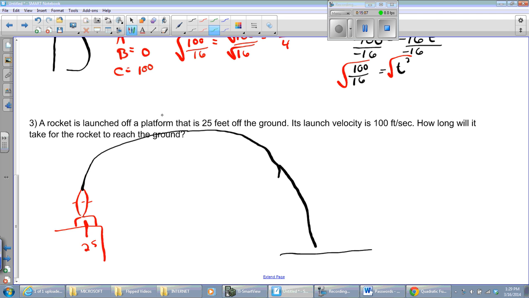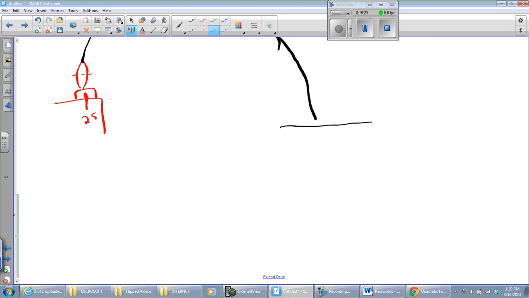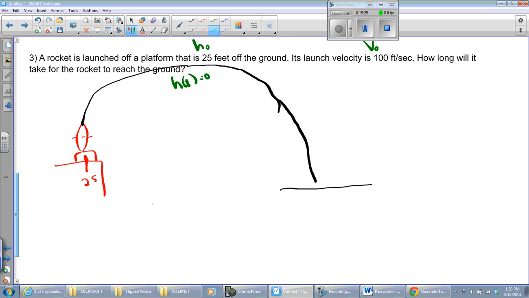A rocket is launched off a platform 25 feet. That's my starting height, 25. Initial velocity is 100 feet per second, and how long would it take for it to hit the ground. So the ending height is 0 again. Okay, and some of you are thinking, oh, the ending height's always 0. Not always.